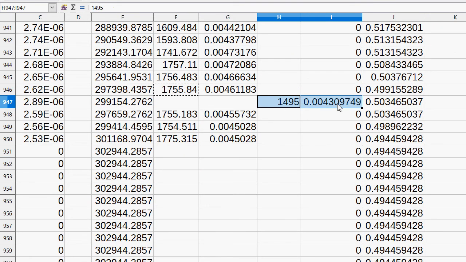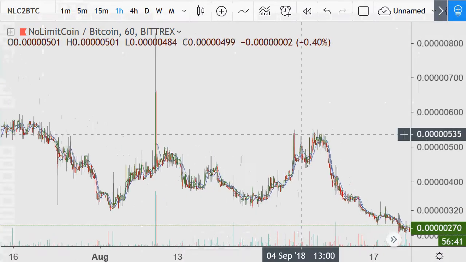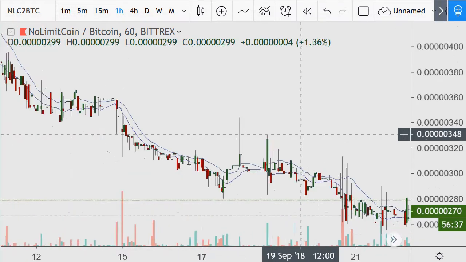This one here, I haven't bought that back yet. These were buy orders from a long time ago because this was one of those interesting days. Let me see if I can go back to it. Which one was it?